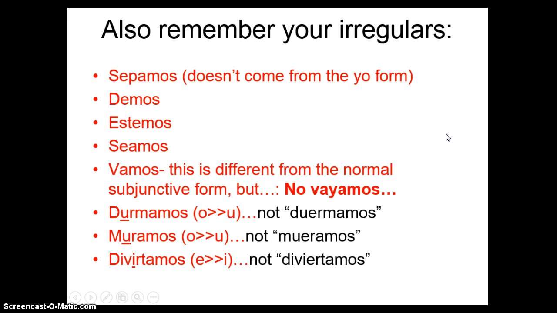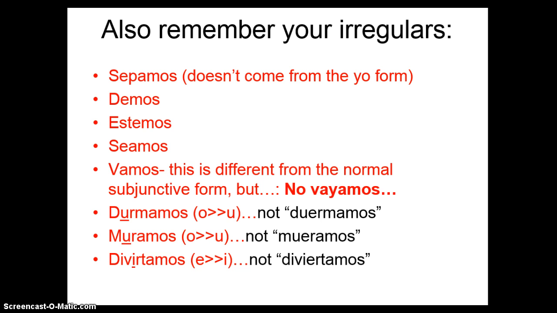Okay? Also remember your irregulars. Sepamos doesn't come from the yo form, so we can't follow the normal rule. Demos, which is the verb dar. Remember that sepamos comes from saber. Estemos, from the verb estar. Seamos, ser. Vamos. This is a little different. You would think that it would be vayamos, which it is in the negative. We do say no vayamos. But the affirmative command for ir is actually vamos. Slightly different from what we might expect.